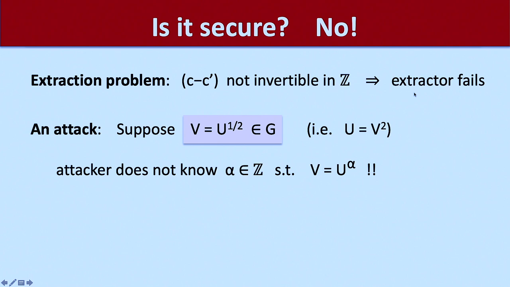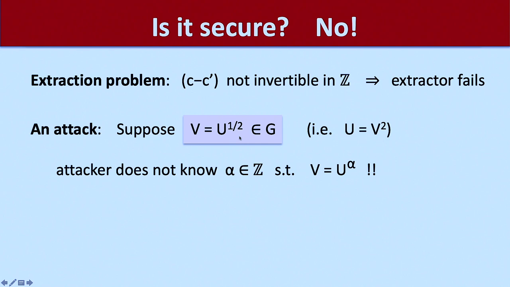But it's not just a proof of security issue. There really is an attack on this protocol. Let's walk through this attack quickly. Suppose the values v and u that I'm trying to prove discrete log of are such that the prover does not know the discrete log. Suppose the prover knows that v is equal to the square root of u. That's easy to set up: it just means u is equal to v squared. Remember, u is the base, and v is the element we're trying to prove knowledge of discrete log for. So the discrete log is 1/2. It's not an integer. It's a rational number.